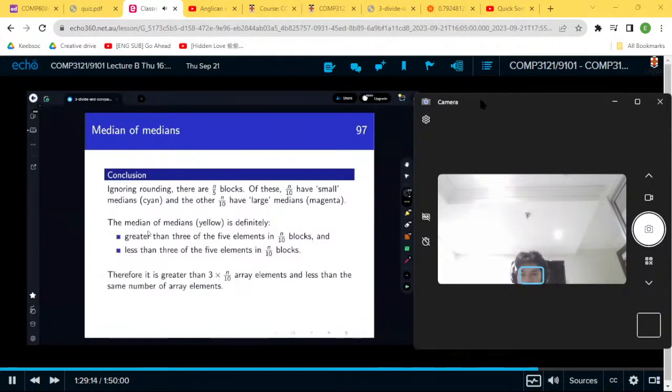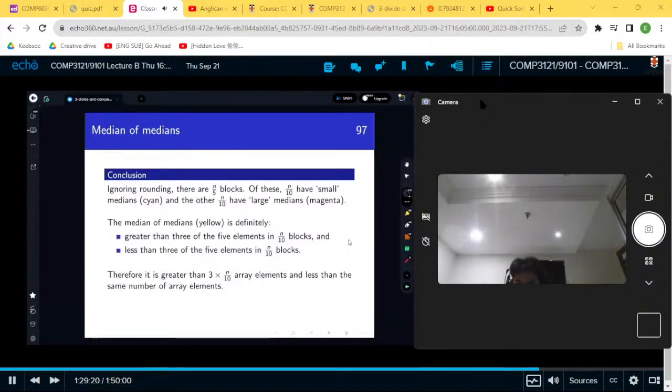So our median of medians is greater than 3 of the 5 elements in n over 10 of the blocks, and less than 3 of the 5 elements in another n over 10 of the blocks. So that's why it's not among the first 30%. Our median of medians is not among the first 30% of the array elements, and it's not among the last 30% either. It seems that this is worse than what we had before.